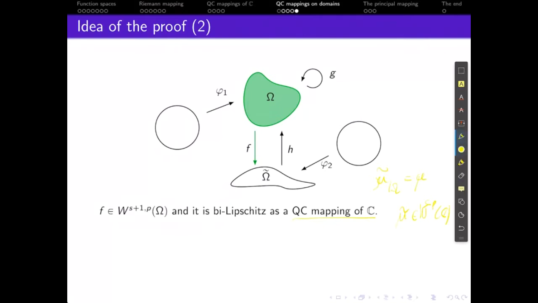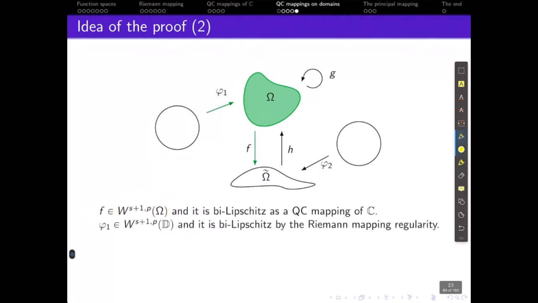As I was saying, this is the result that I told you in the previous slide, so we can conclude this. Okay, this is a Cruz-Mateu-Orobitg result. Second, phi 1 is a Riemann mapping. This is the second section of this talk. This Riemann mapping needs to be Sobolev, but we have shown it already. And it is bi-Lipschitz.